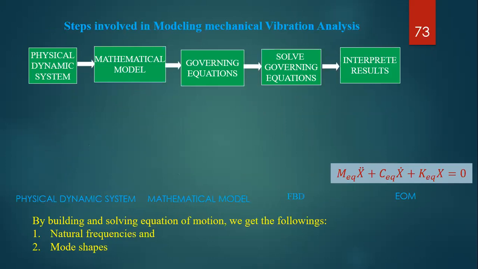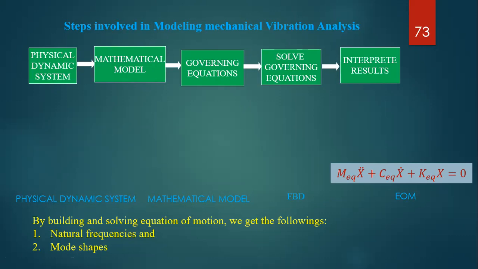That can be easily shown here. We have a physical dynamic system consisting of many parts. Then we convert this physical system into a mathematical model. We model it to the simplified model, that is, the mathematical model. Then we have to derive a governing equation for the system. Then we solve the governing equation using various conditions, and then interpret the results.